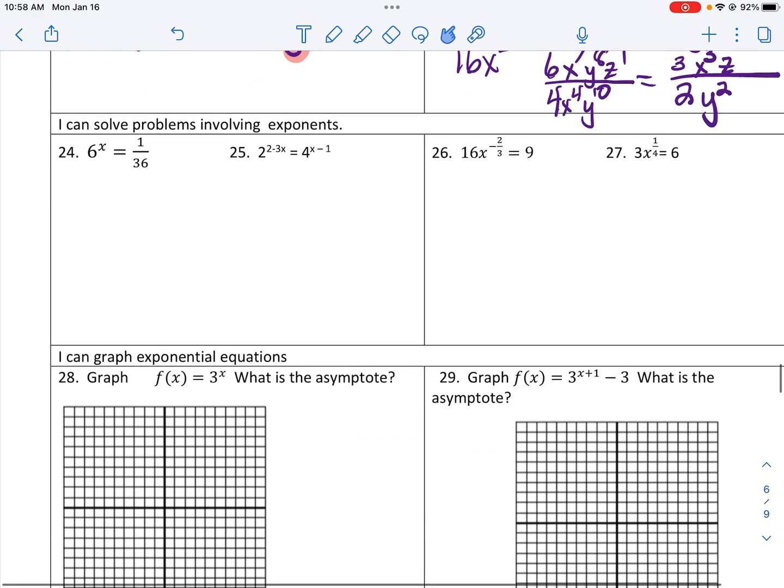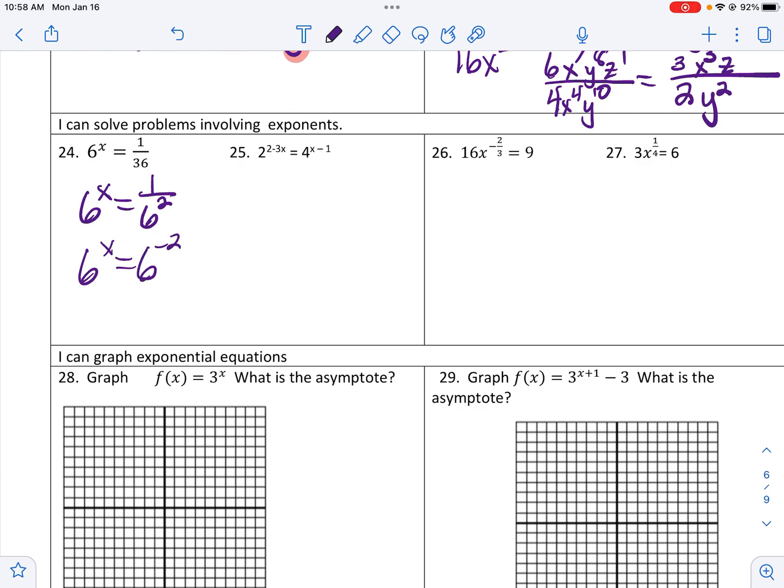So some solving ones. Well, let's see. We have to have a common base. So this is really 6 to the x. I know this is 6 squared. But to flip it to the top, I have to make it negative. So 6 to the negative 2. So x equals negative 2.